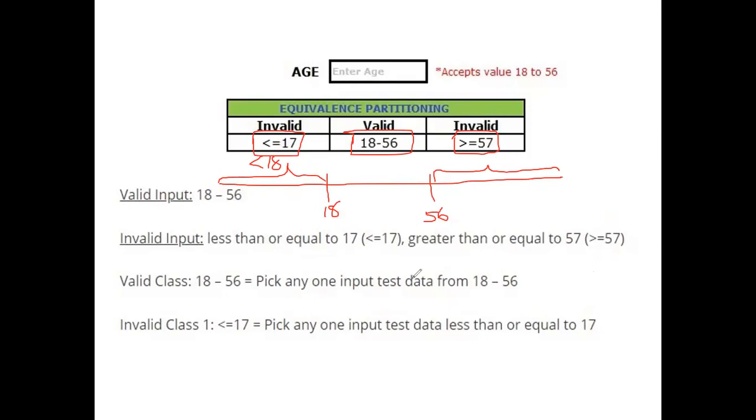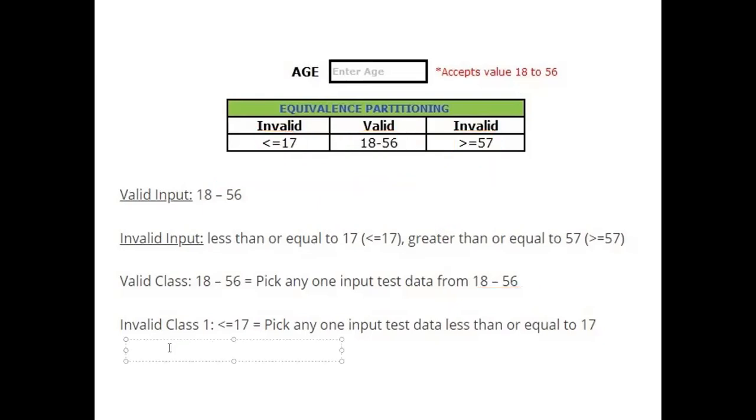So the valid class is the values between 18 to 56. Invalid class 1 is less than or equal to 17. Then another invalid class should be there, invalid class 2, greater than or equal to 57, right? Did you understand this one?